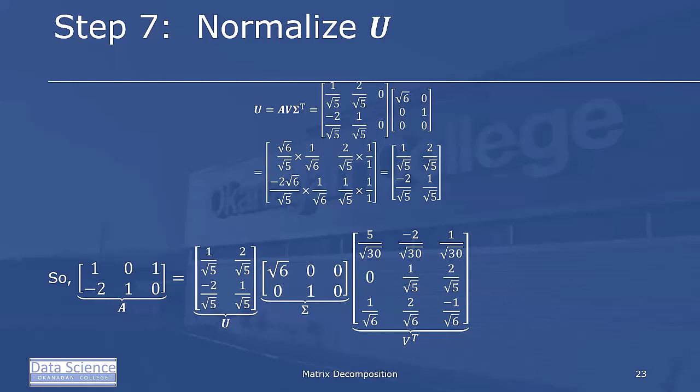So matrix A, 1, negative 2, 0, 1, 1, 0, is equal to the U matrix, 1 over root 5, negative 2 over root 5, 2 over root 5, 1 over root 5, times our sigma matrix, root 6, 0, 0, 1, 0, 0, times V transpose, 5 over root 30, 0, 1 over root 6, negative 2 over root 30, 1 over root 5, 2 over root 6, 1 over root 30, 2 over root 5, negative 1 over root 6.